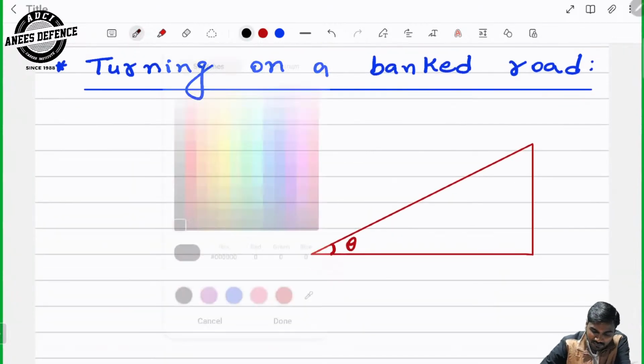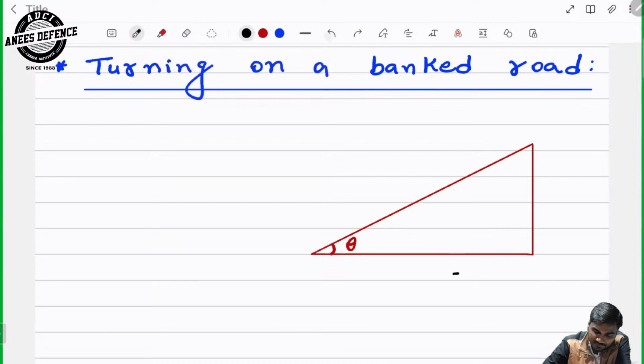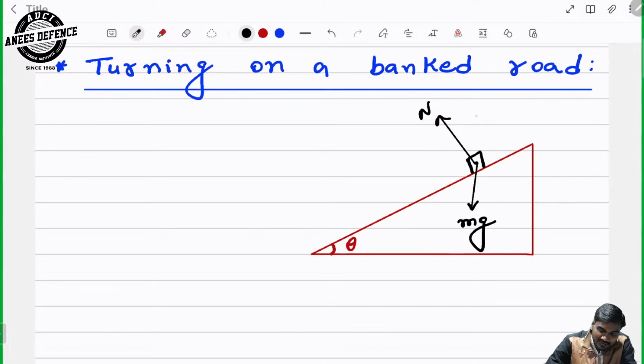Consider an object or a vehicle turning on a banked road, right? The vehicle has mass m, and mg will act in the downward direction. Yes or no? Yes. What about the normal reaction? It acts perpendicular to the surface, in this direction. Is it clear? So mg will be balanced by which force?